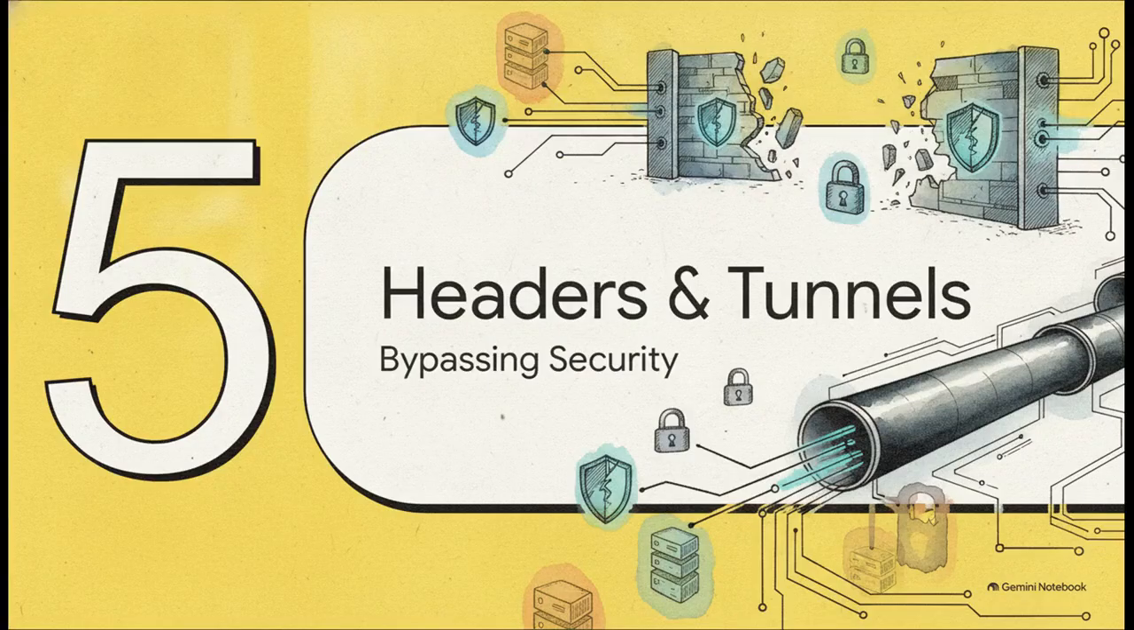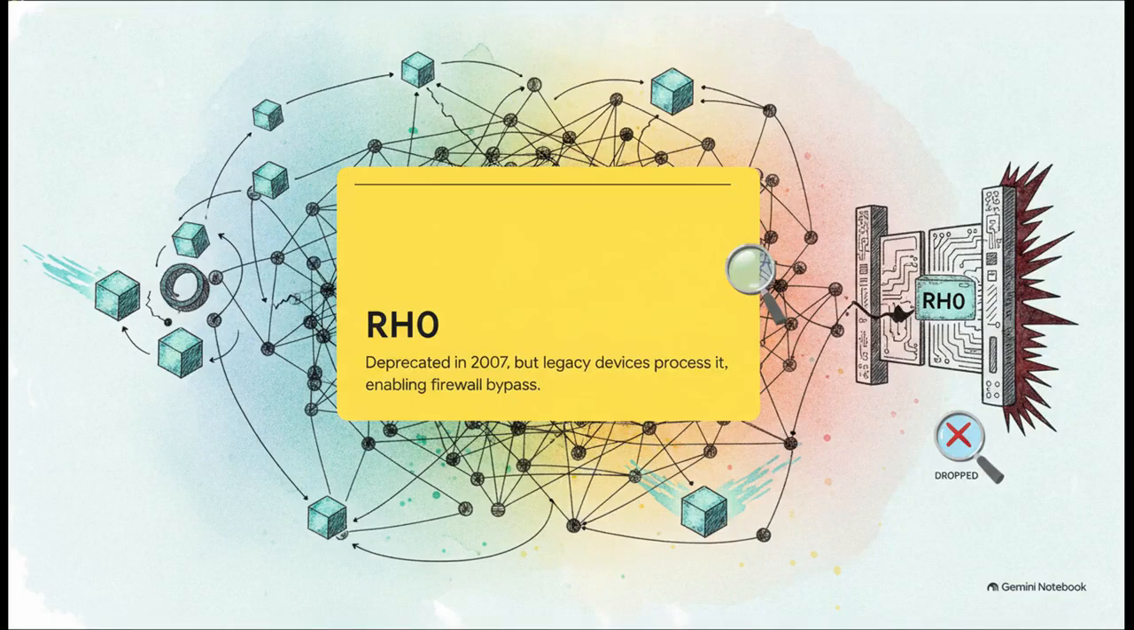Finally, let's hit Section 5, Headers, Fragments, and Tunnels. This is exactly where legacy features and architectural differences can bypass your perimeter security entirely. First up is a legacy threat known as RH0, the Type 0 routing header. This was actually deprecated by the IETF way back in 2007 because it's incredibly dangerous.